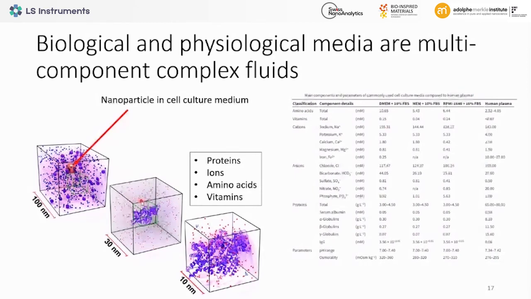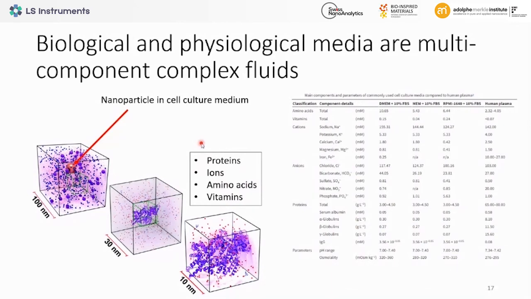This is at the 100 nanometer length scale. Then you go down and you see this is the protein, and this is the protein. Here is a detailed list of the components. What actually matters is the number of proteins, because ions are fairly small, amino acids are also small, and vitamins are small compared to typical proteins found, for example, in serum or plasma.